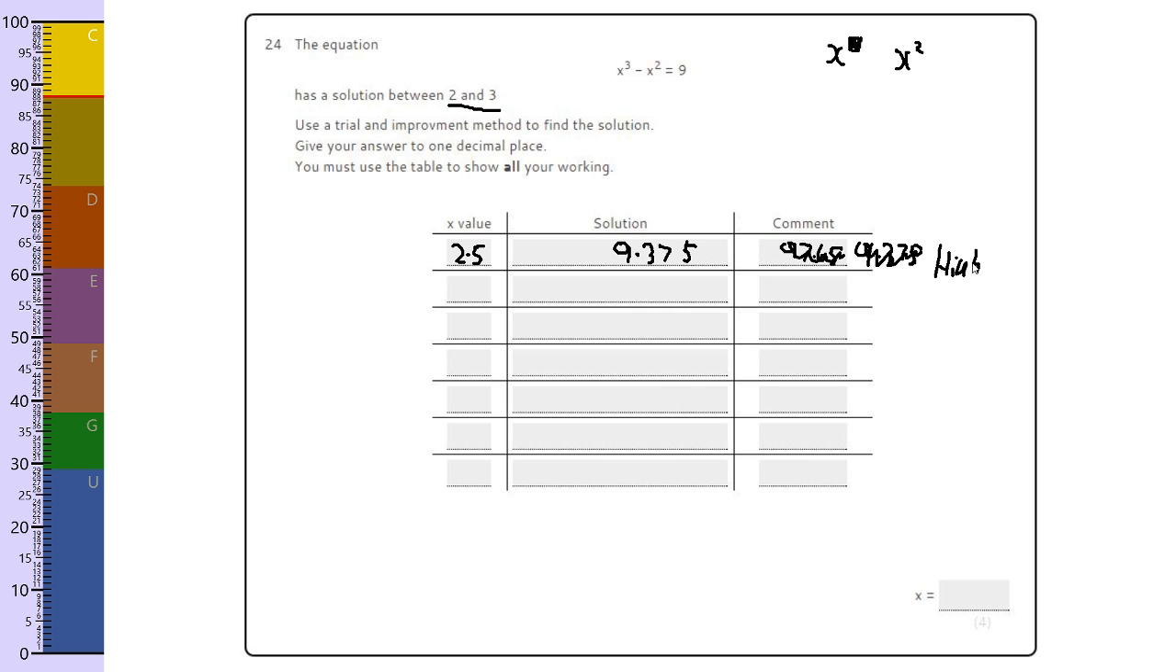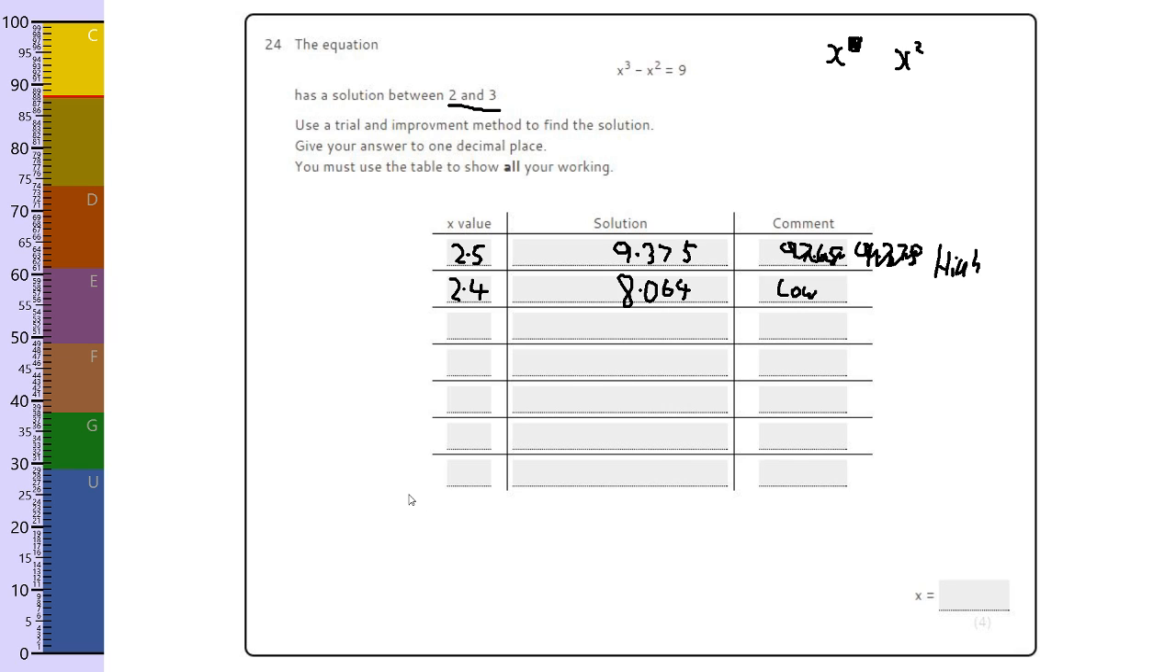Now, if I get the answer that's too high there, then I need to pick a smaller number. So I'm going to pick a smaller number. Now that was close, so I'm going to pick 2.4. So I'm going to do the same again, 2.4 cubed, take away 2.4 squared, equals, this time I get 8.064, which is too low. So I know my answer is somewhere between 2.5 and 2.4.